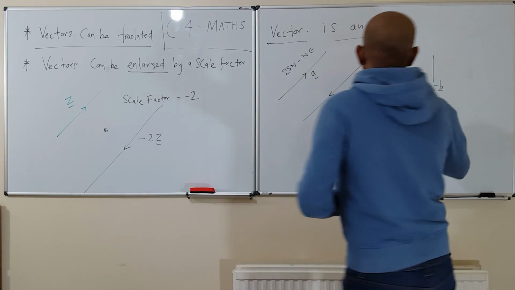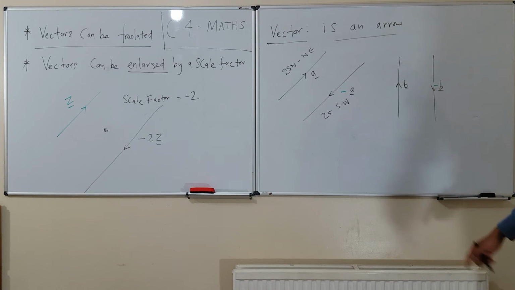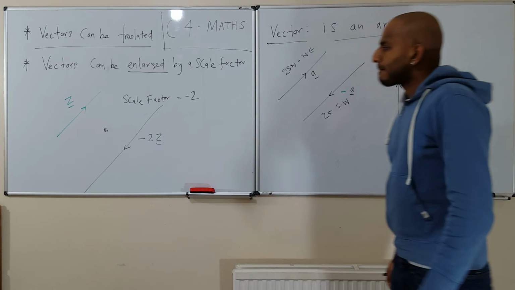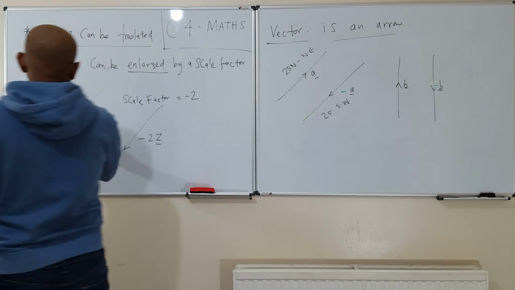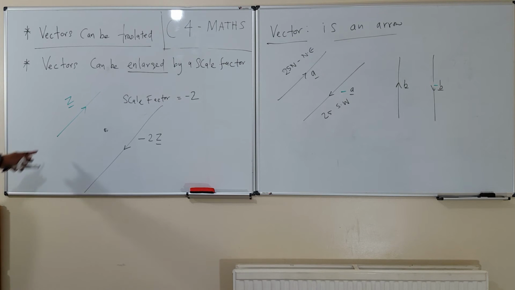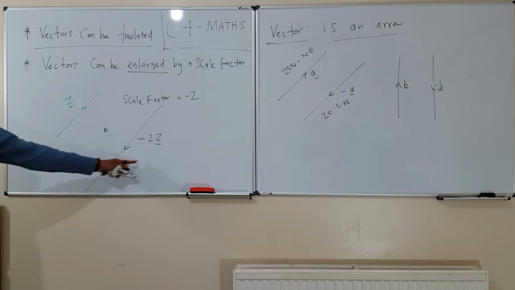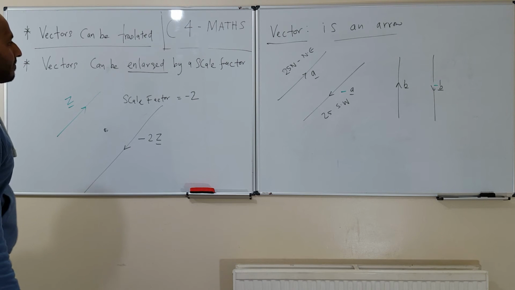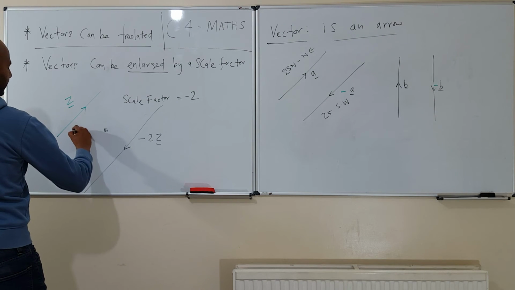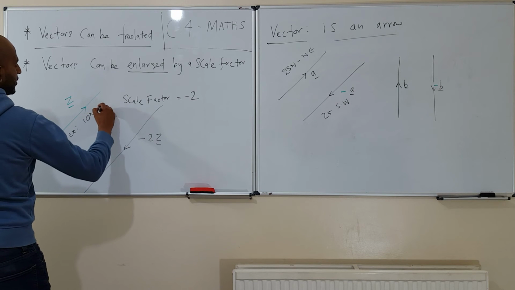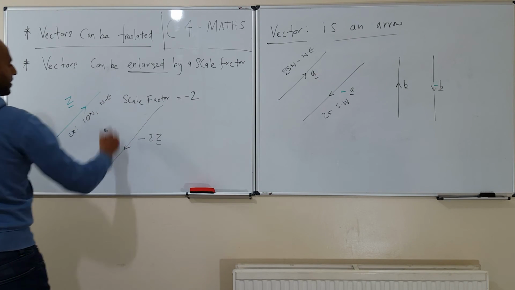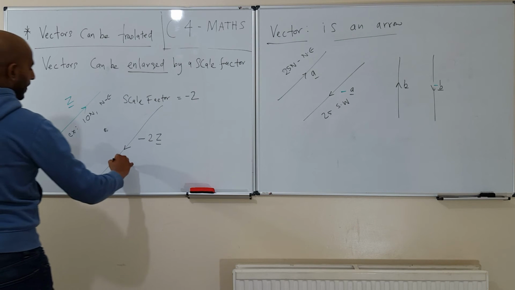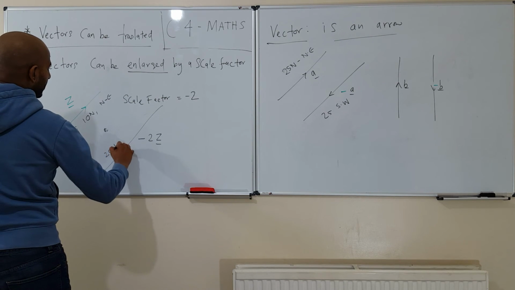Or we can say if this is 10 meters per second due north, that will be 10 meters per second due south. In a similar fashion, if this is 10 newtons due northeast, this will be 10 newtons due southwest.